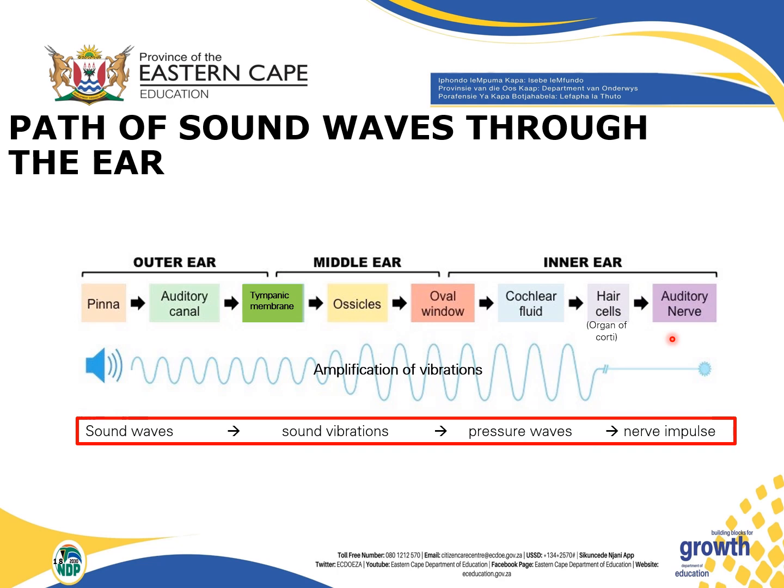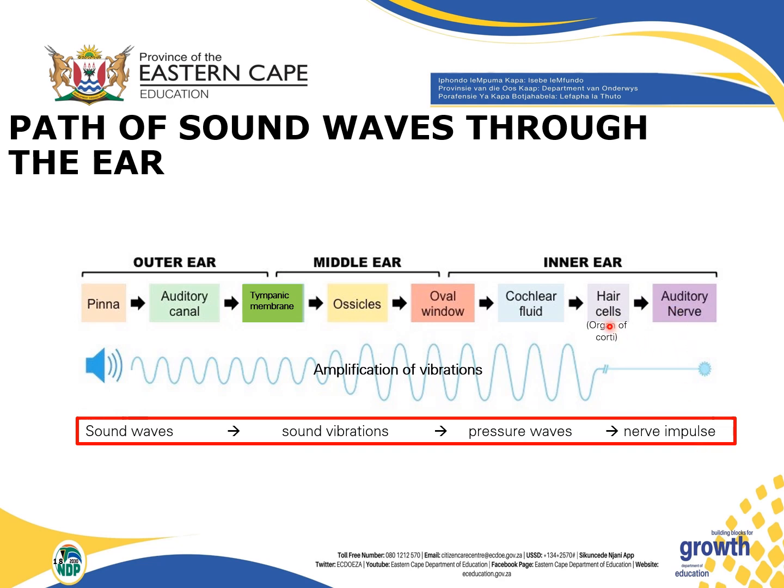So let's recap. Sound waves in the outer ear are converted to sound vibrations in the middle ear. These sound vibrations are converted to pressure waves in the inner ear fluid. These pressure waves are picked up by the receptor cells, which are the organ of Corti, and they are converted to nerve impulses. And these nerve impulses are sent to the cerebrum of the brain.